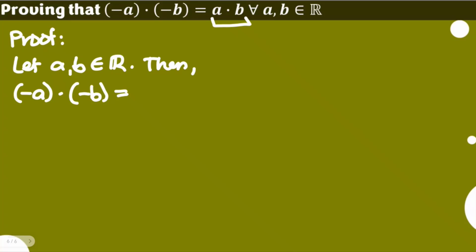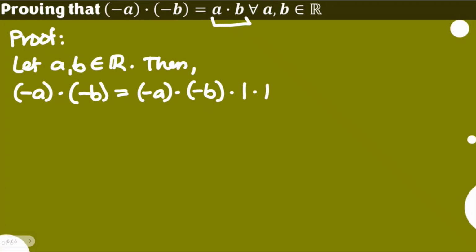Since this is a product, we may introduce inverses, specifically multiplicative inverses. We will have this form, negative a times negative b, times 1 times 1. We are introducing the product of two ones that will be multiplied to the original form. Take note that 1 is the multiplicative identity, hence it doesn't change the value on the left-hand side. But we are doing that to introduce two sets of inverses which could lead us to our goal.